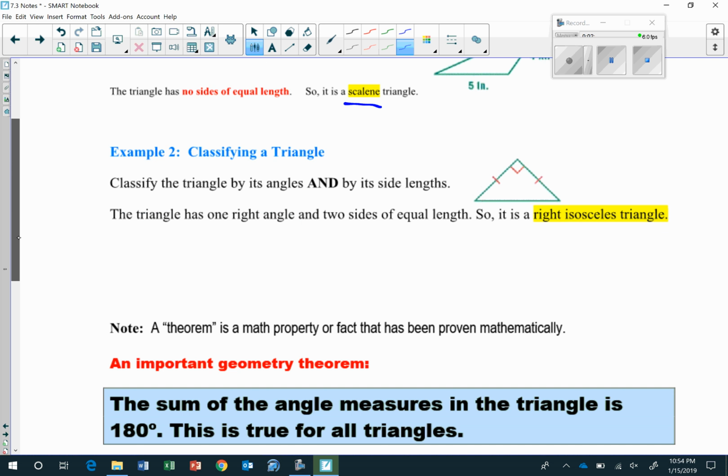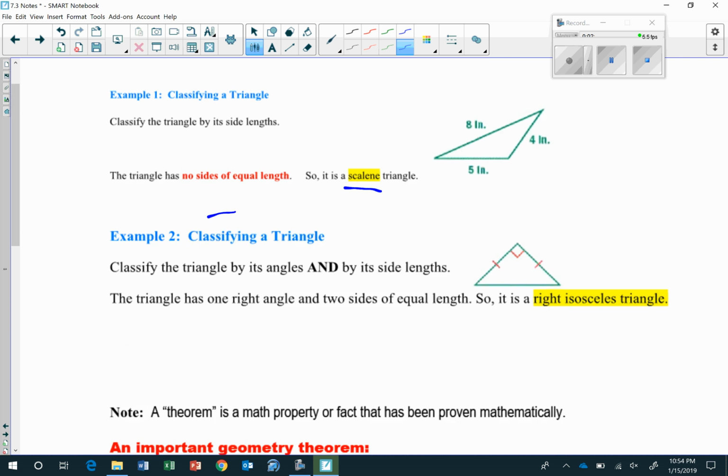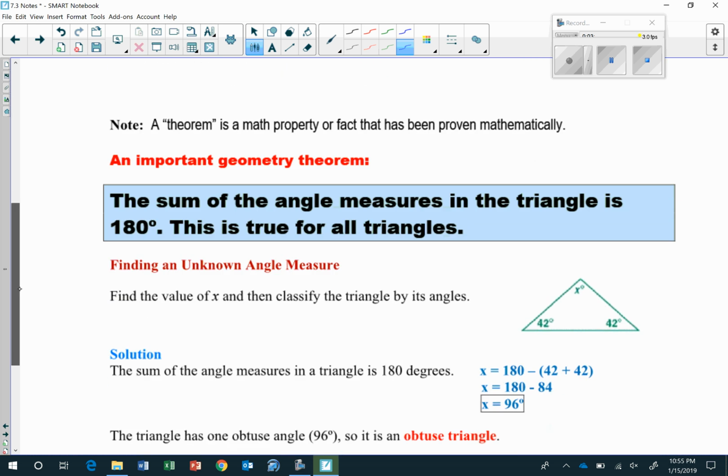In example 2, it says classify the triangle by its angles and by its side lengths. So the triangle has one right angle and two sides of equal length. So the right angle tells us that it's a right triangle. The two side lengths that are the same, which are illustrated by these hash marks right here, tell us it's isosceles. So we'd say that it's a right isosceles triangle. So every triangle can have two classifications.